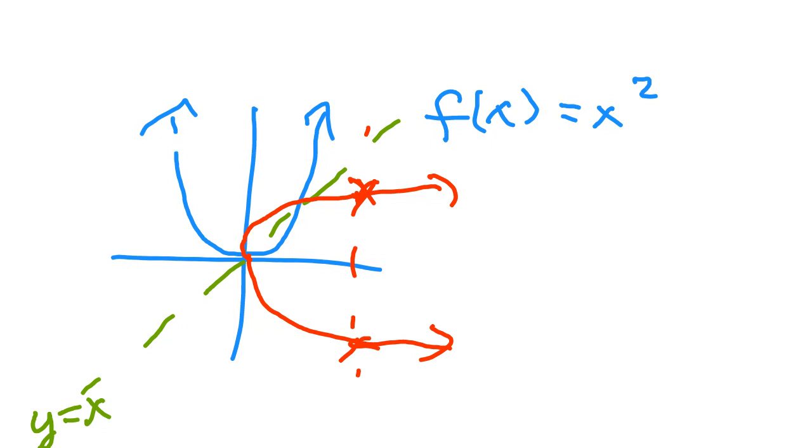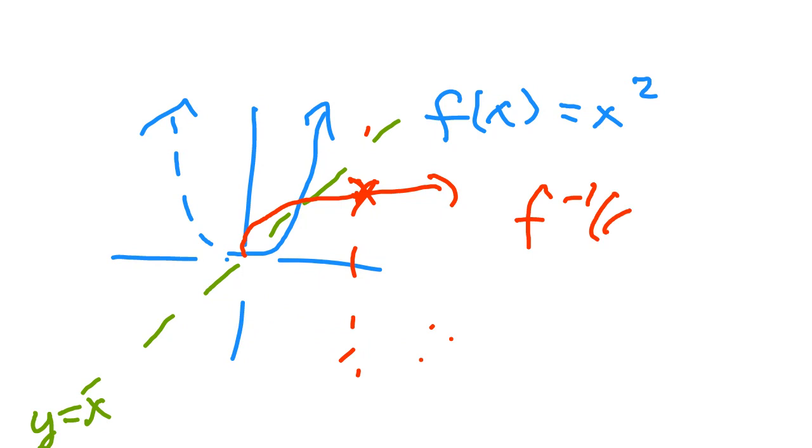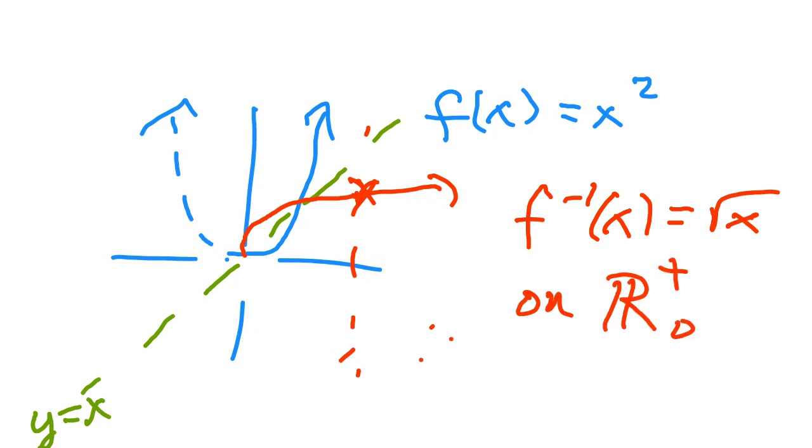And so if I get rid of the left side there, then I'm not going to have the bottom. So if I'm only looking from including 0 to infinity, then the inverse is okay on this. So f inverse of x is the square root of x, but on the positive real numbers including 0, or if you prefer, including 0 to infinity. So we're okay there, just starting at 0 and going to the right. Okay, so that's some graphical explanation of inverses.